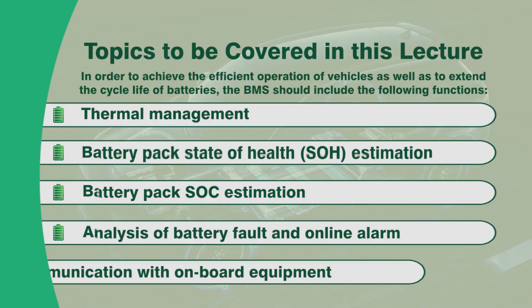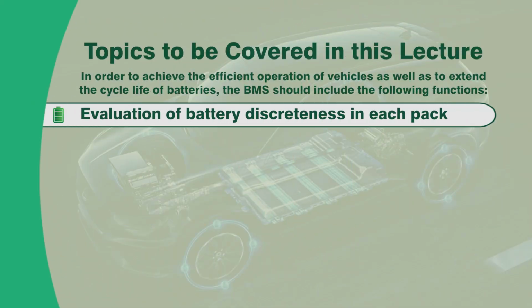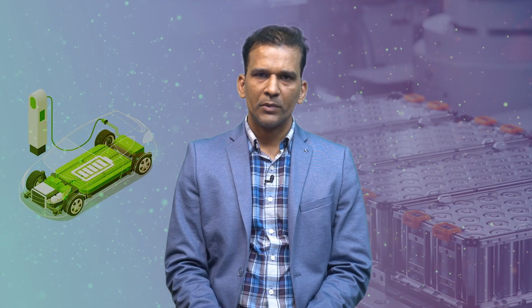Next is communication. Communication is one of the important functions of the BMS in order to get the current status of the battery pack and inform the other peripherals in case of any abnormal condition. The next important function of the BMS is the battery discreteness in each pack. It is a very important function in order to initiate the cell balancing action.